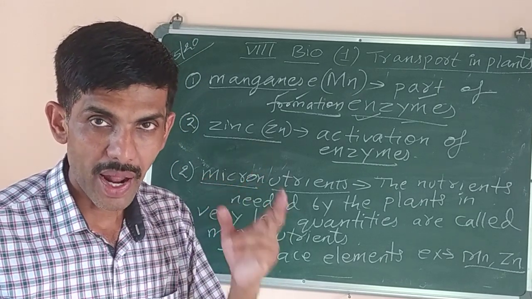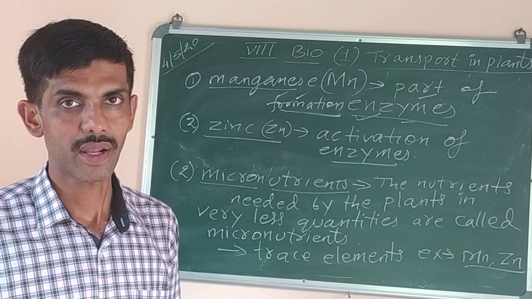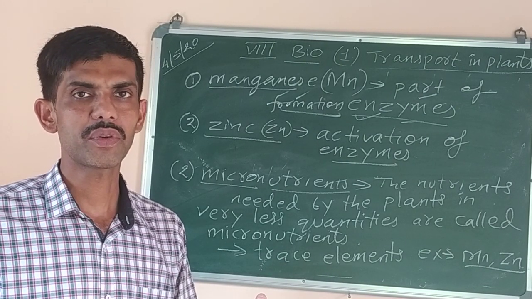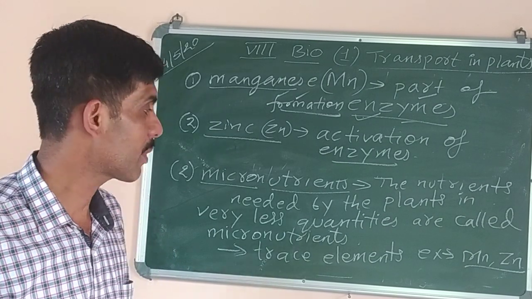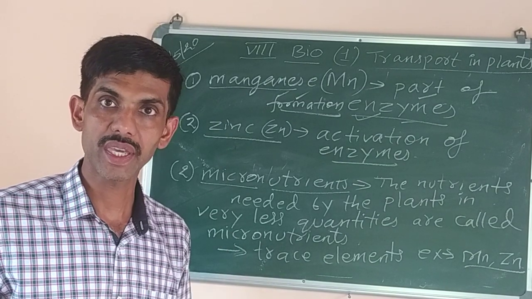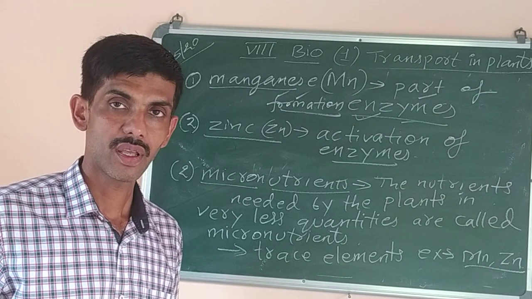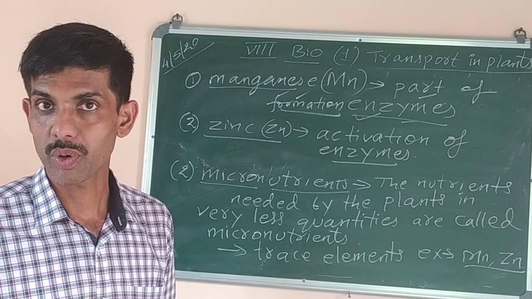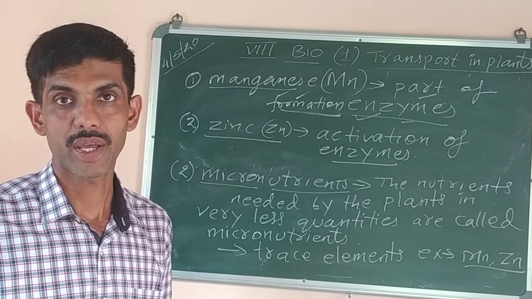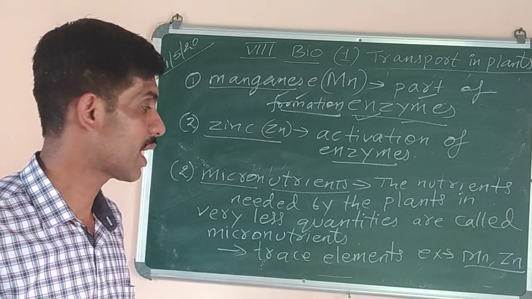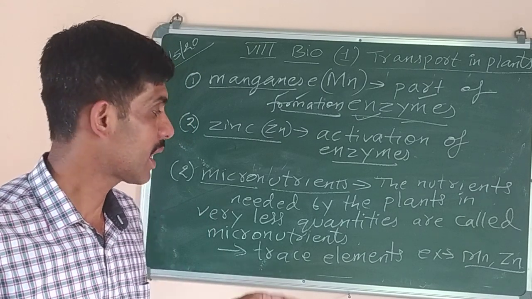And then the plant nutrients are further classified into two types according to their requirements. If they need the nutrients in large quantity, they are called macronutrients. As examples of macronutrients we studied NPK, that is nitrogen, phosphorus and potassium. Nitrogen helps to form amino acids, the structural and functional unit of proteins. So nitrogen helps in the formation of proteins. Then we studied about phosphorus as well as potassium and their functions.